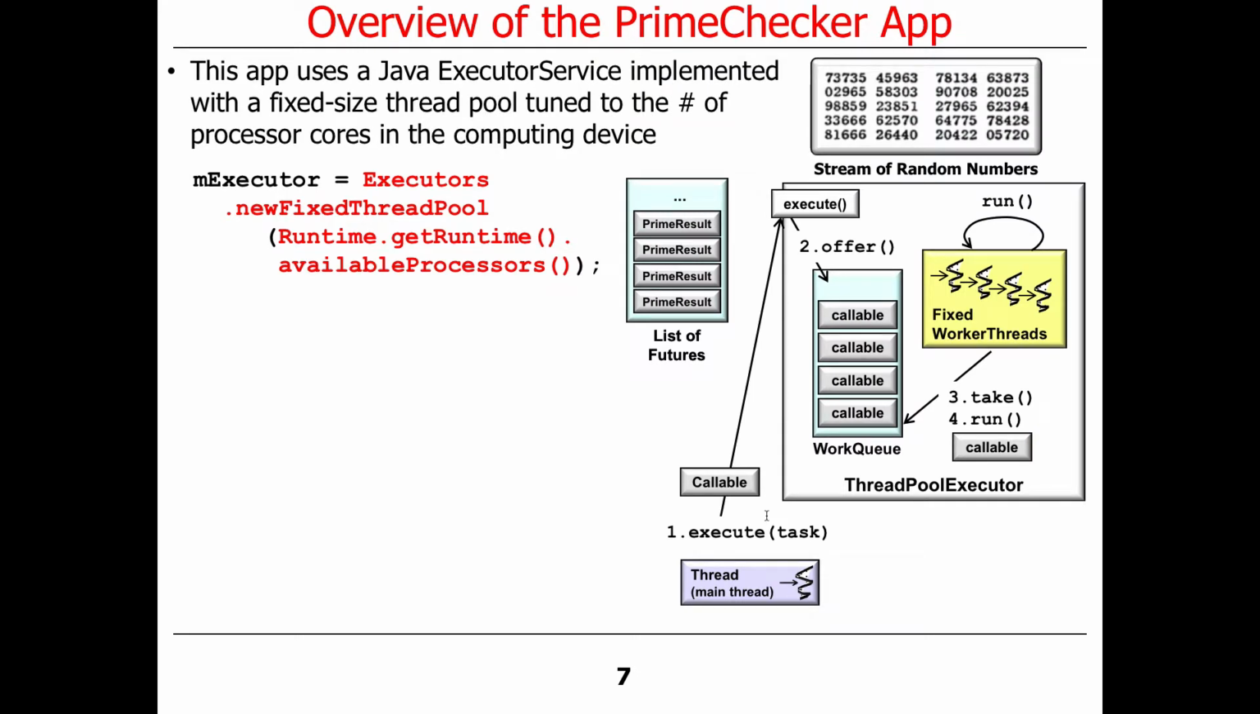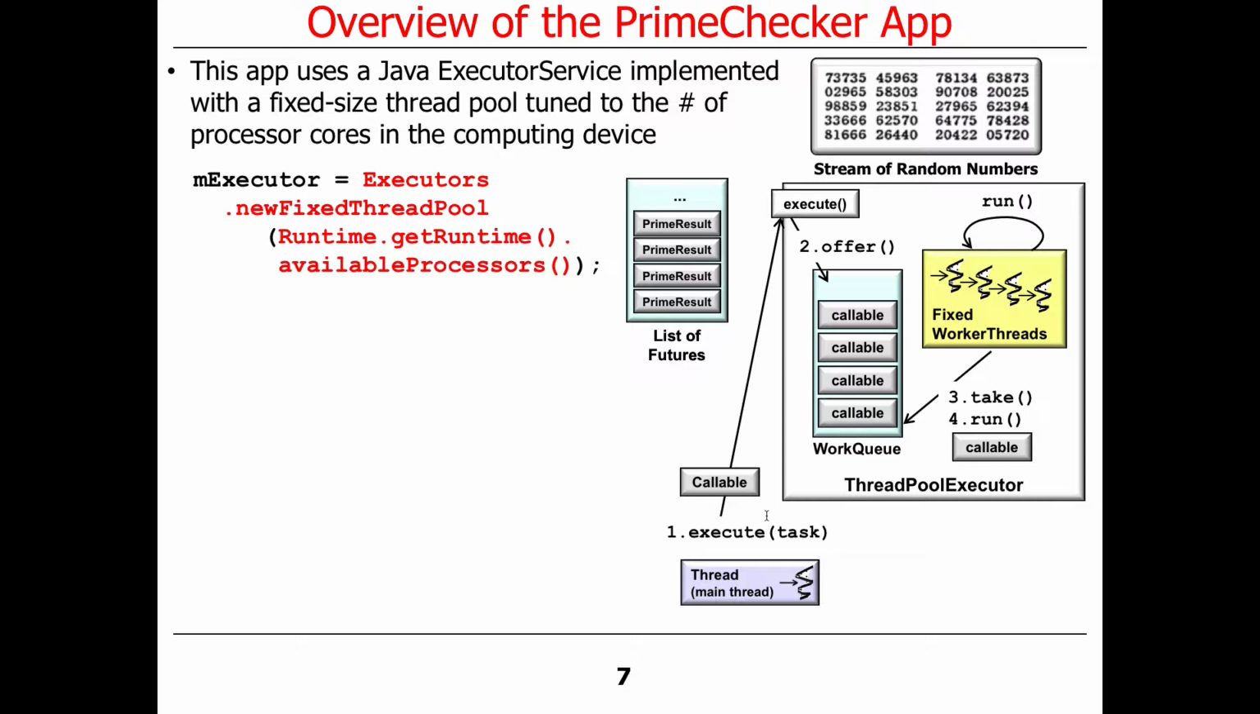OK, so how does this work? Under the hood, it uses the ExecutorService. And this particular ExecutorService is implemented as a fixed size thread pool. So as you can see, we're going to say Executors, that's the utility class, .newFixedThreadPool. And we give it the number of processor cores that the virtual machine thinks are on this hardware device. So let's say it's 4 for the sake of argument. So we have 4 cores. We'll end up with 4 threads, and it's a fixed size pool.